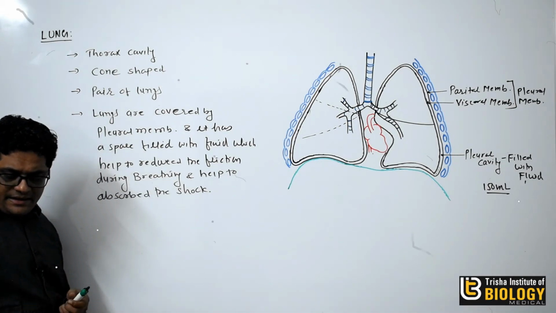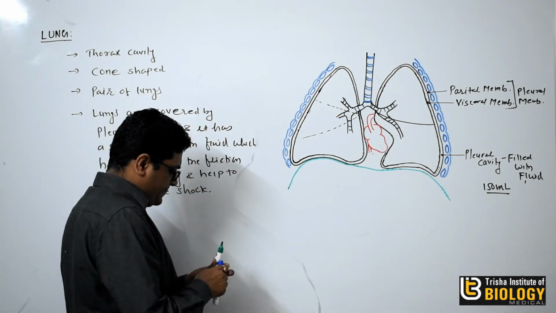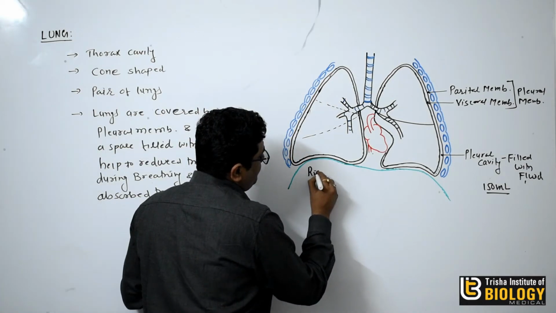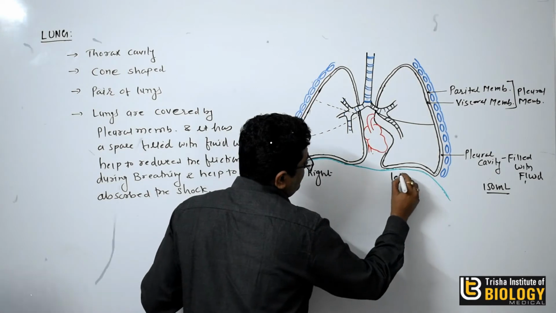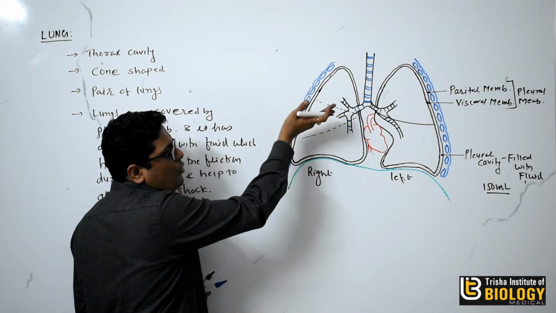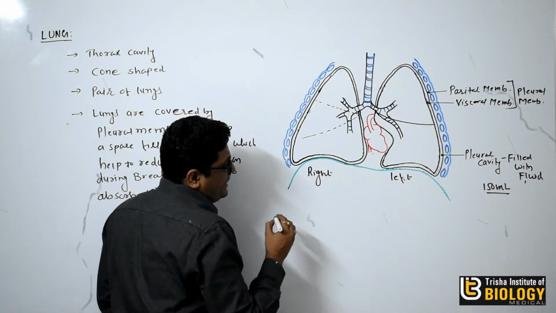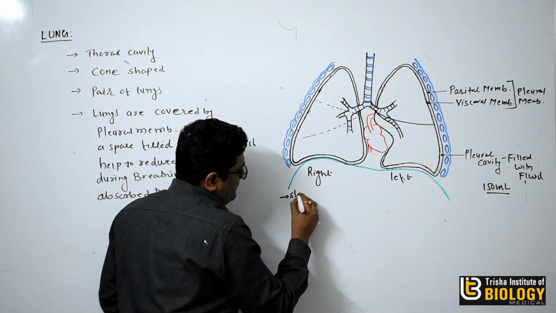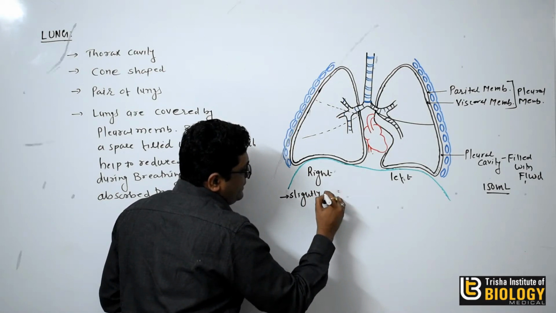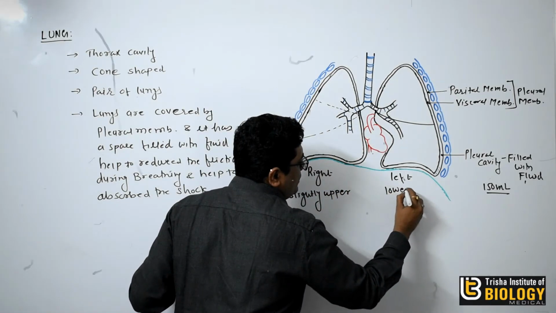There are mainly two lungs, the right lung and the left lung. Here it is the right lung and the left lung. This is the right lung. This one is the left lung. Always the right lung is slightly above the left one, because of the presence of the liver on the right side. The right lung is slightly upper, and the left lung is lower.